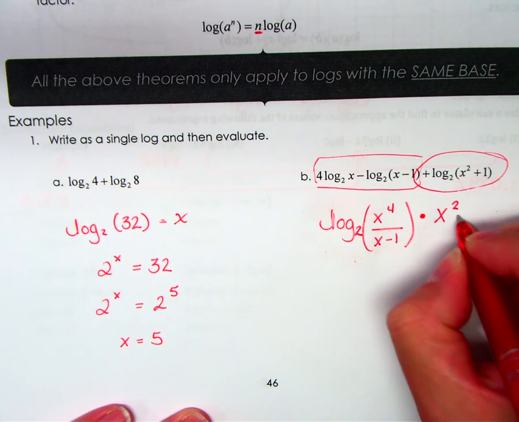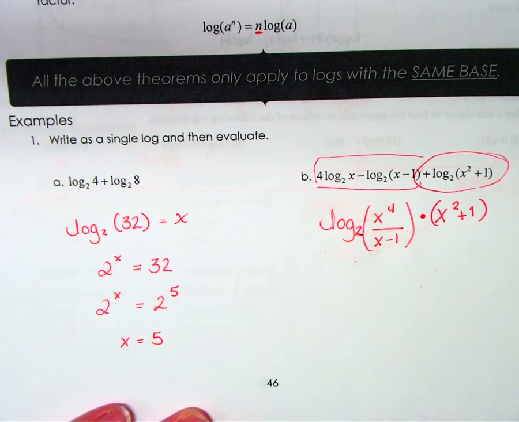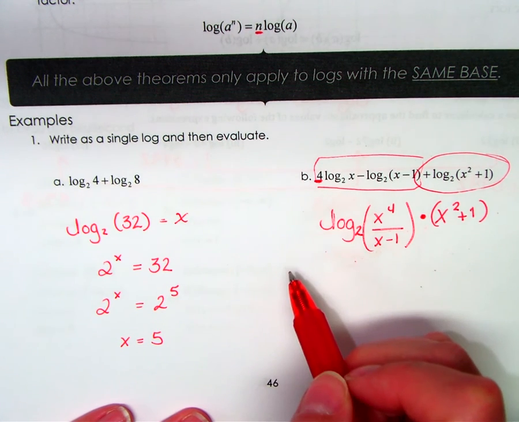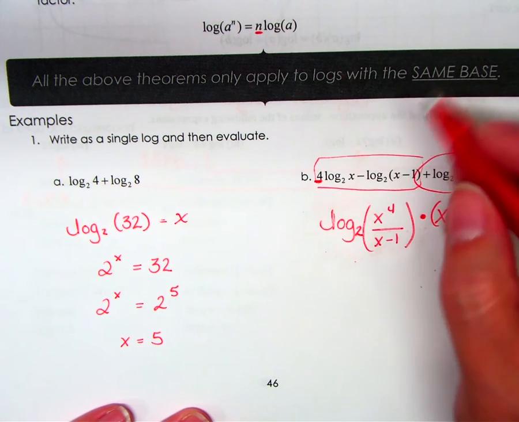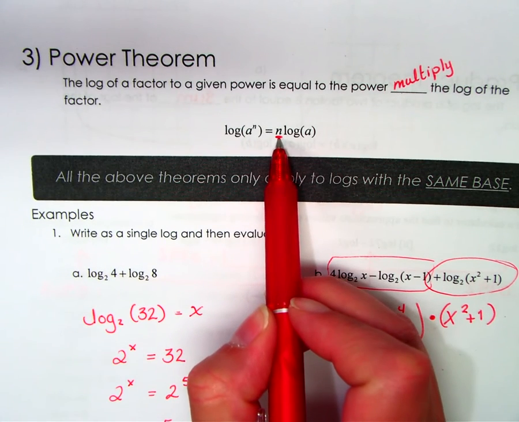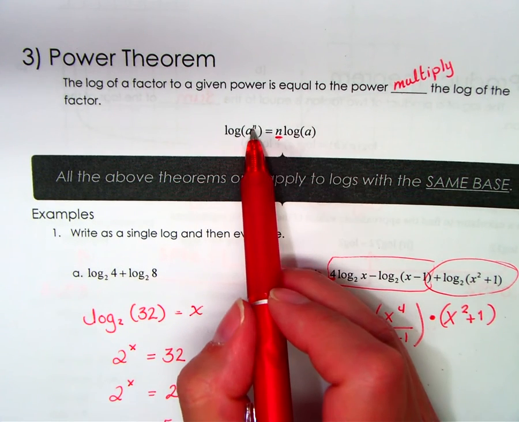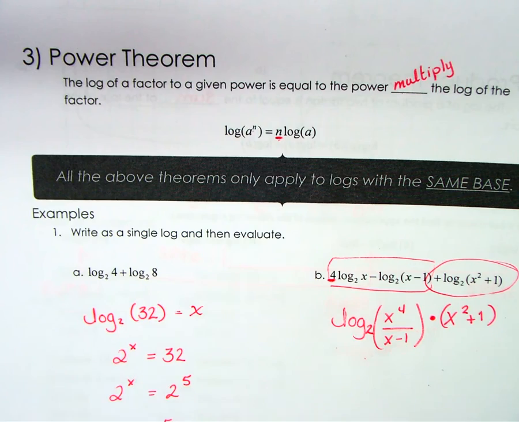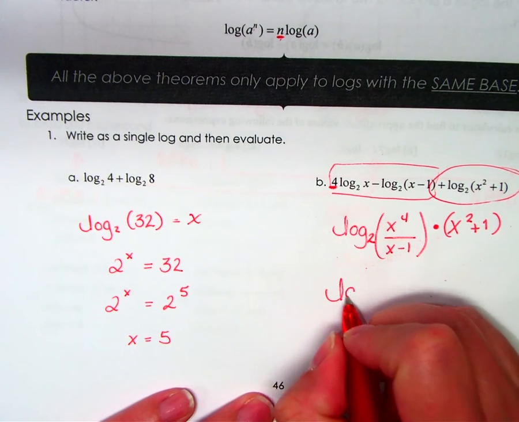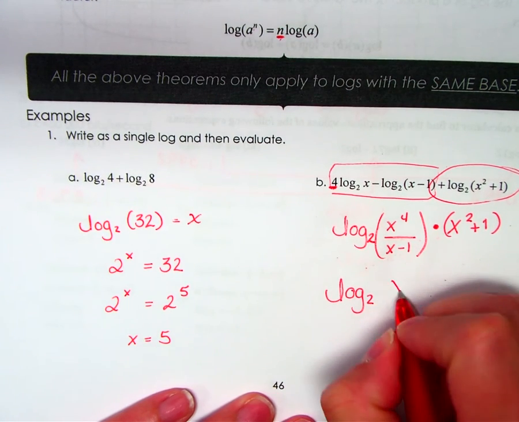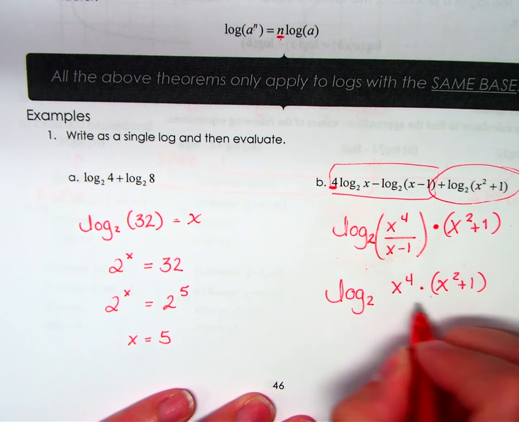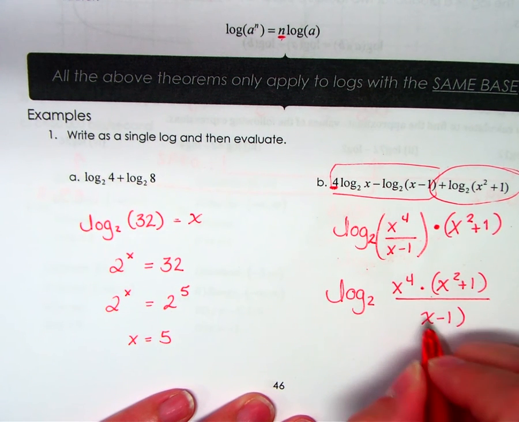Where did you get x to the 4? We're using the power of a power here, right? Right above it. So if it's in front, where does it go on the argument? It changes into the exponent. Can we expand the x? Nope. But we would have x to the exponent 4 times x squared plus 1 all over x minus 1.